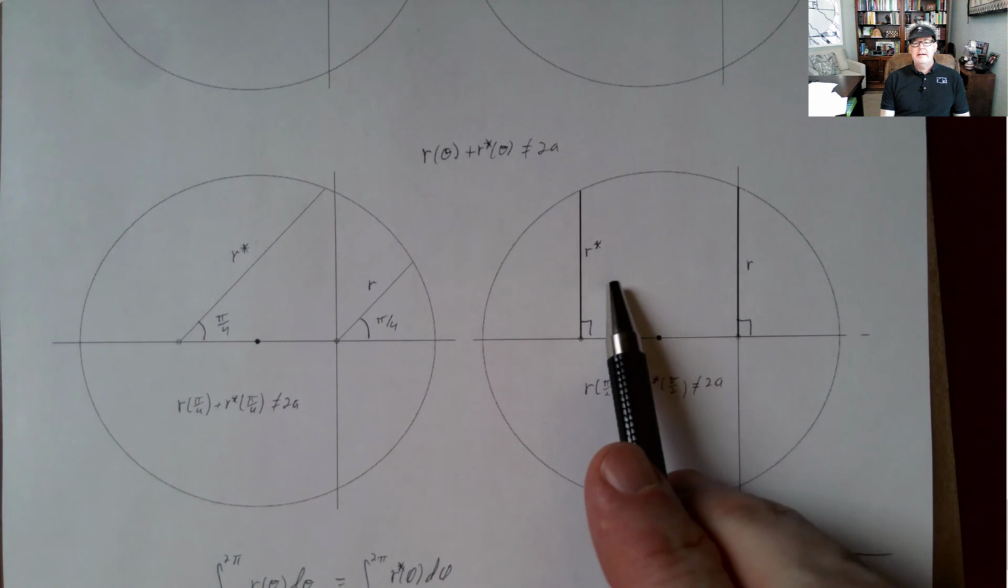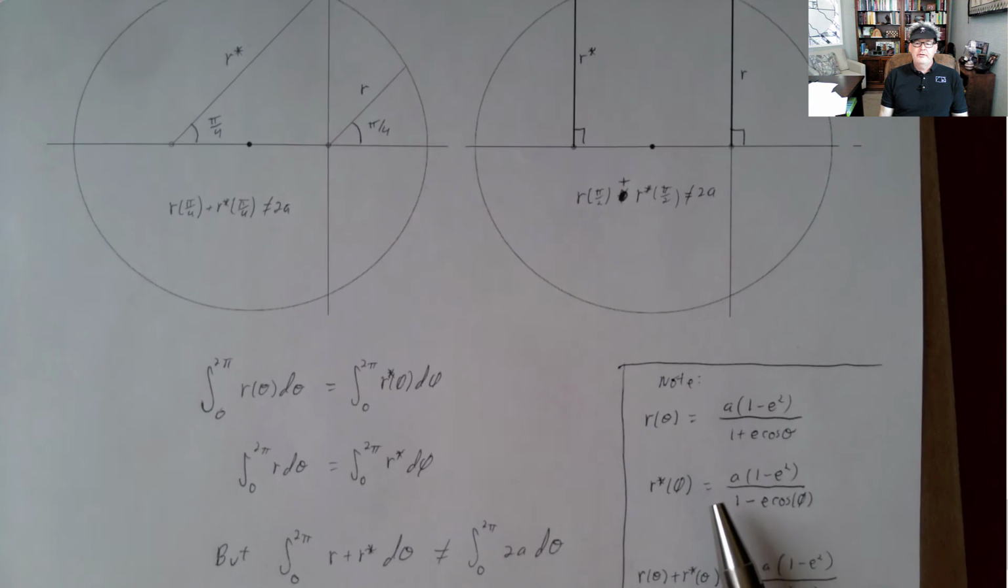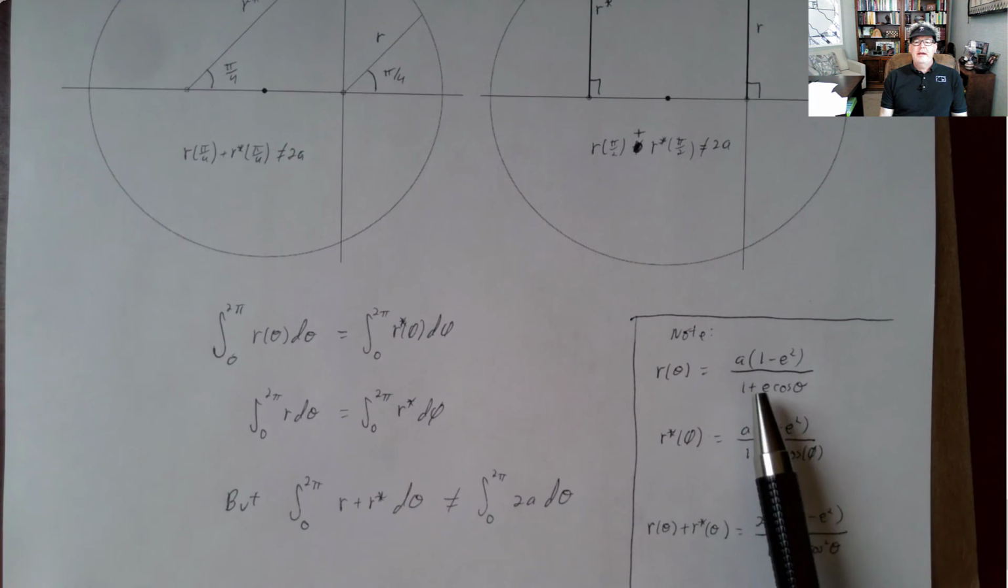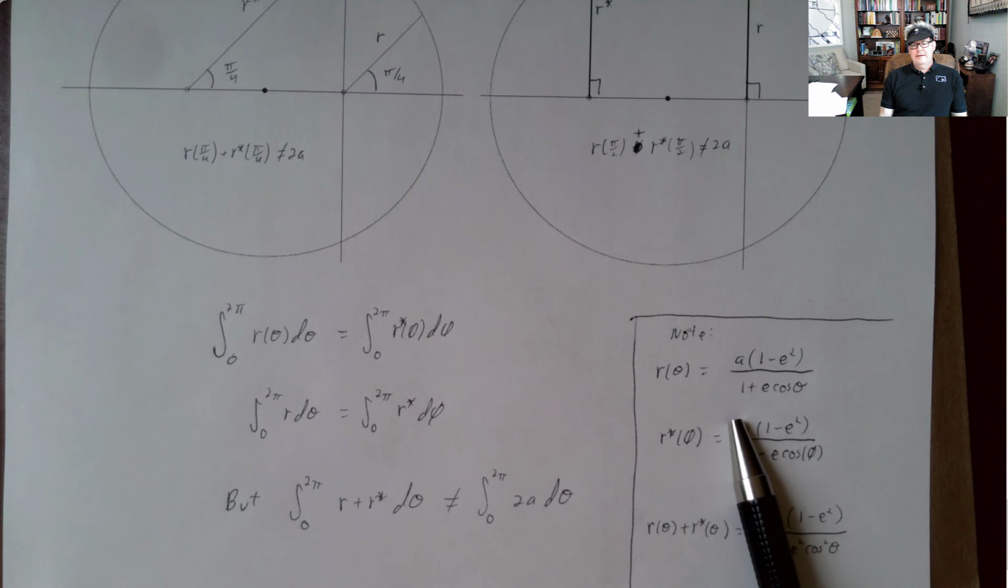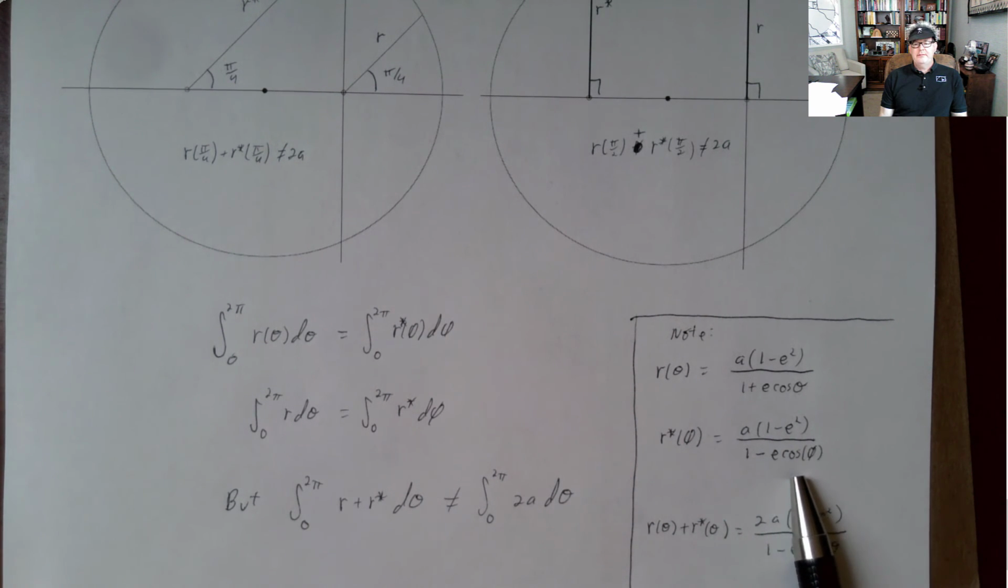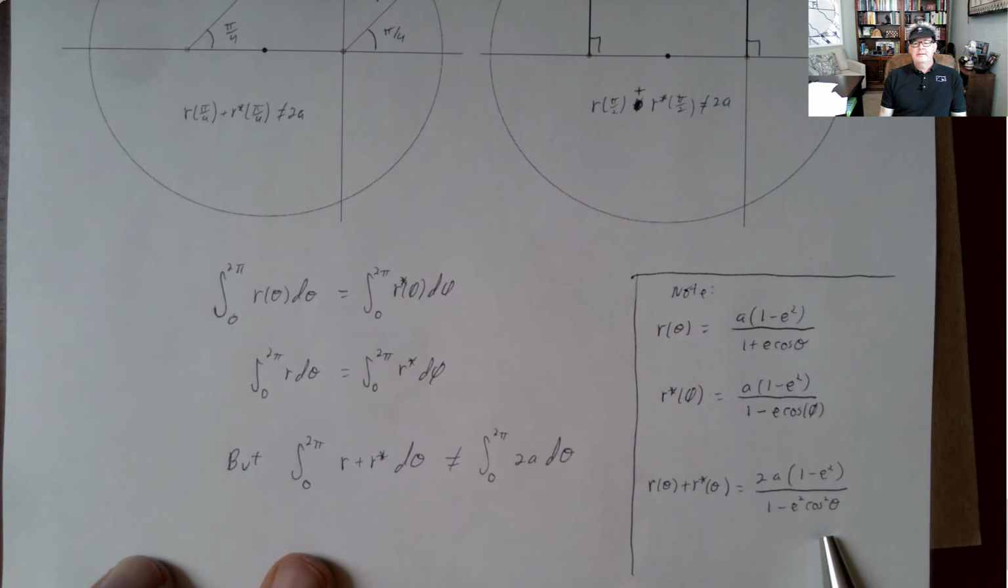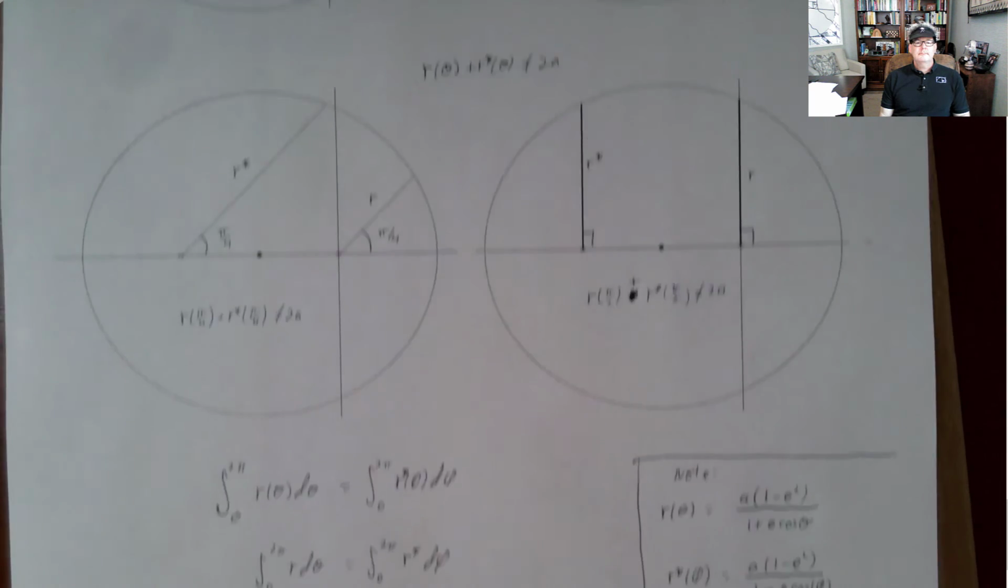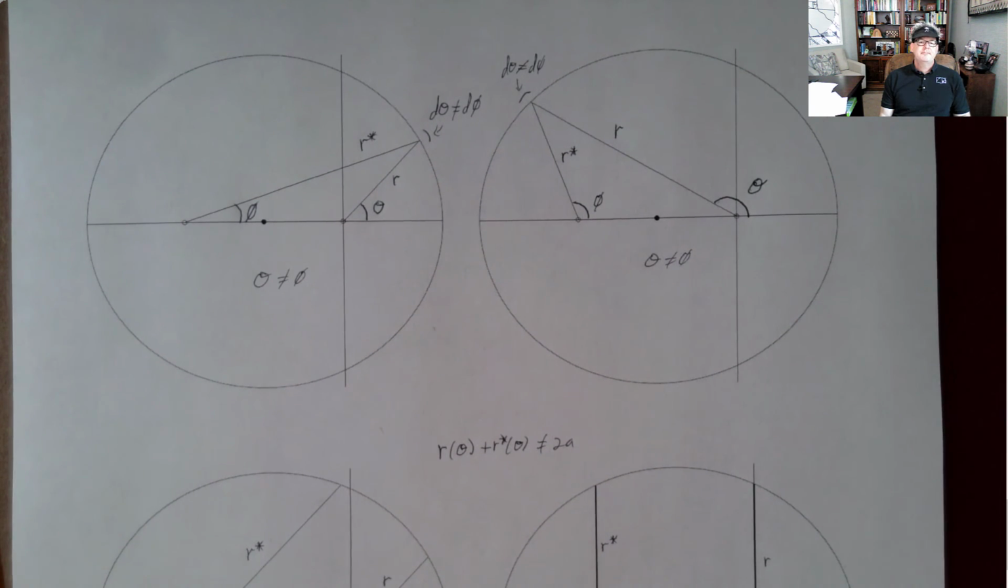Or here it is at 90 degrees. Looks like that. And in fact, in general, r of θ is this. And r of φ, it's plus or minus for putting the focus. It depends on which focus you want at the origin. So it turns out r of φ would be this. And if I add them together, it's that. So anyway, it's not 2a in general if you're evaluating at the same angle. Okay, so that argument doesn't work on this one.